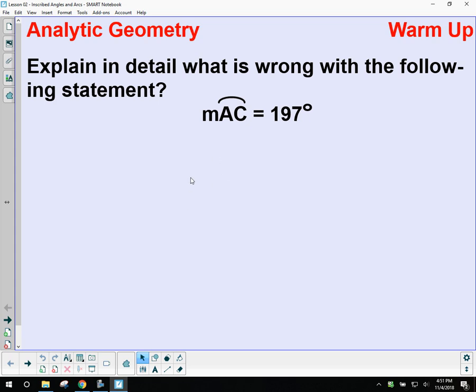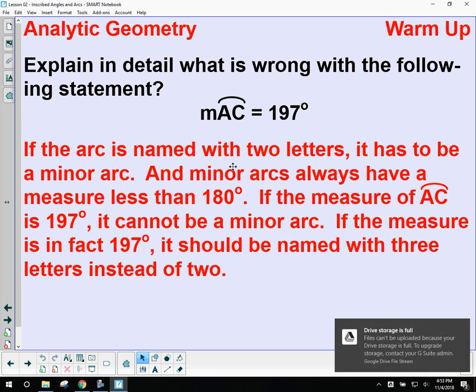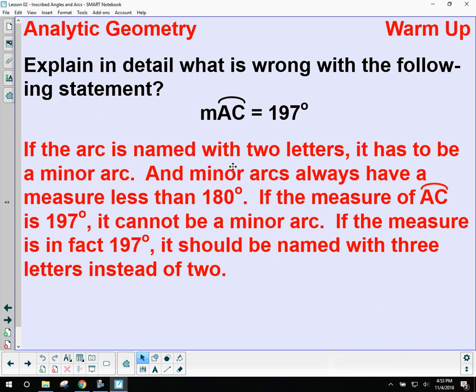Explain in detail what is wrong with the following statement. Alright, we're back. Here's my explanation. If the arc is named with 2 letters, it has to be a minor arc, and minor arcs always have a measure less than 180. If the measure of AC is 197, it cannot be a minor arc. If the measure is in fact 197, it should be named with 3 letters instead of just 2.